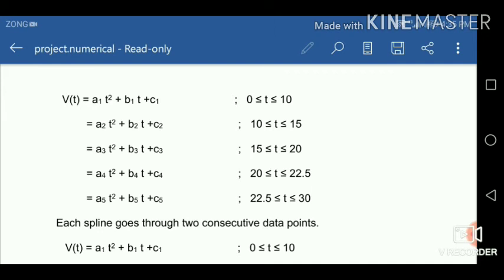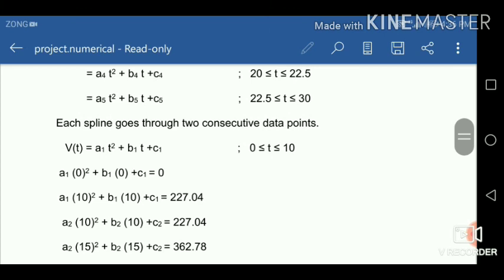v of t equals a1 t squared plus b1 t plus c1 on the interval 0 less than t less than 10. Because a spline is defined between two consecutive points, we define the first spline on the interval 0 to 10. Then a2 t squared plus b2 t plus c2 is defined on 10 less or equal to t less or equal to 15, and a3 t squared plus b3 t plus c3 on 15 less or equal to t less or equal to 20, and so on to a5.